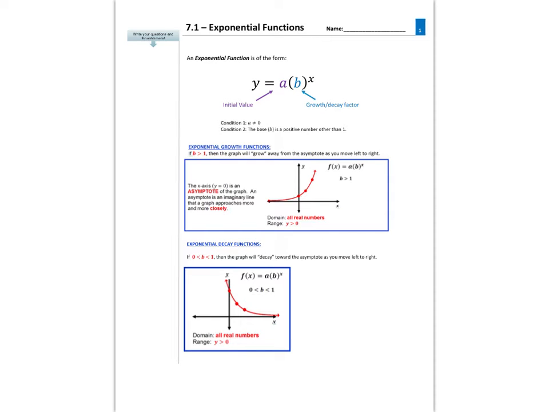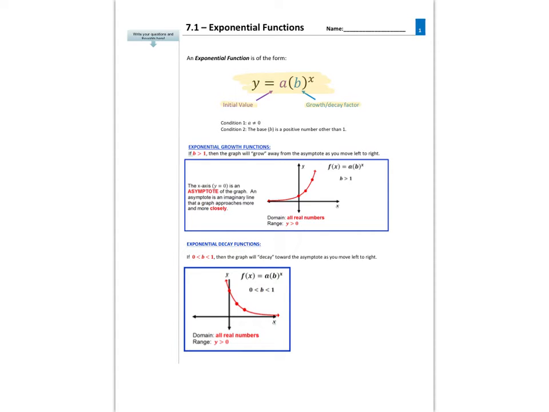Okay, hi, this is lesson 7.1, exponential functions. On exponential functions, you need to be familiar with the form of it, which is this right here, where the initial value is the a, the number that's in the front. The b, the one that has the exponent, is either a growth or decay factor depending on its value. And x is an exponent.